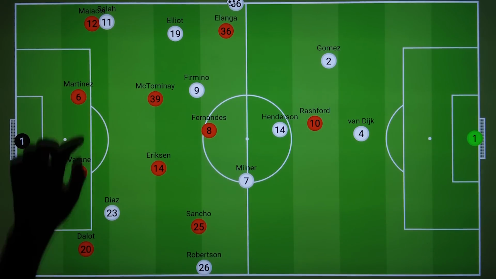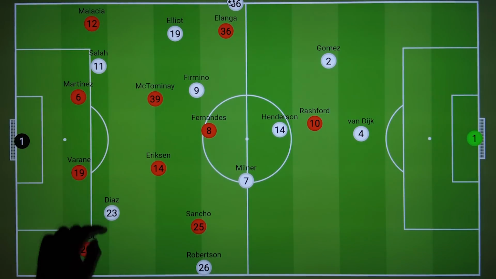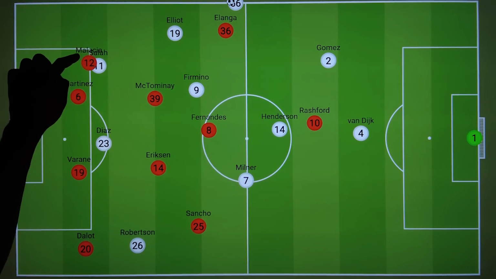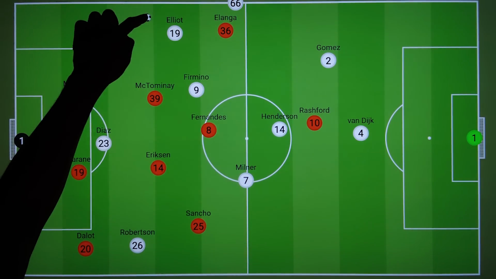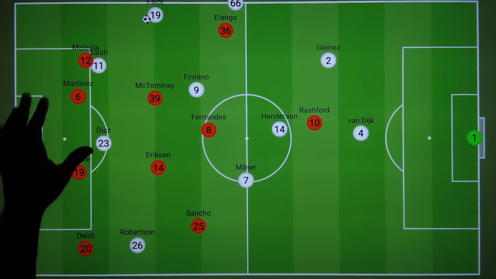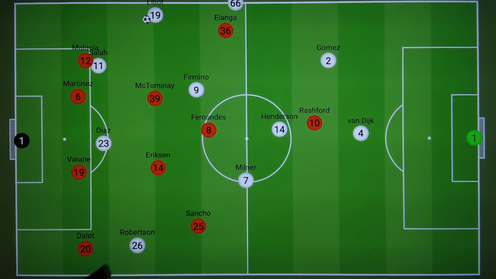But what we also saw a lot of was Salah then looking to move in central, which would draw in the fullback, meaning that Elliott could then receive acres of space in this region and either look to drive forward to then have a shot or look to cross into the box. But for the most part, it was to no avail.